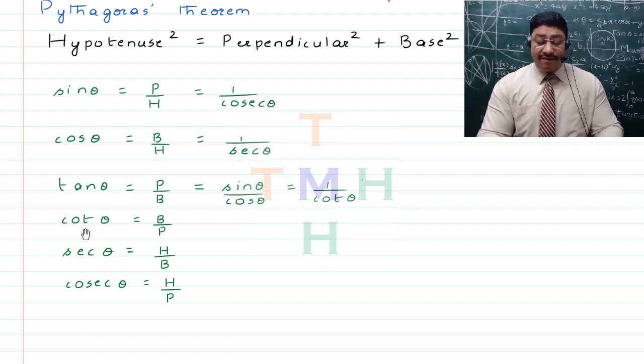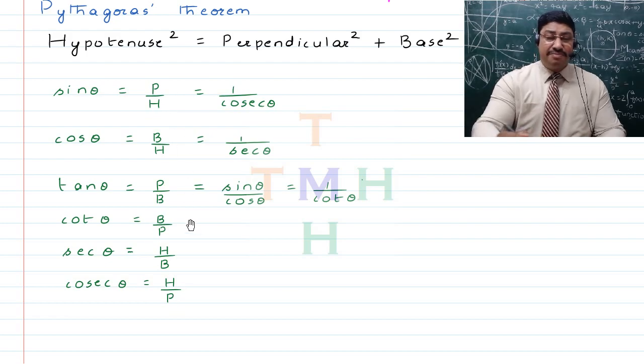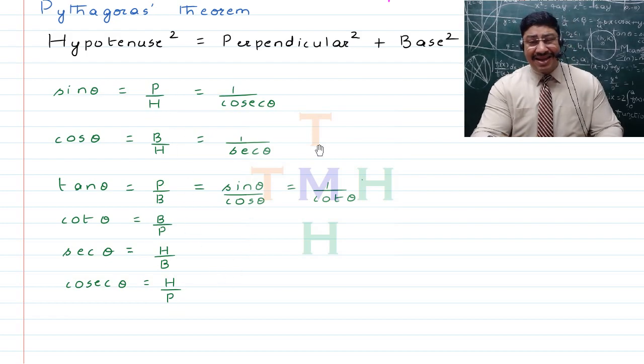Next children, we have cot theta. Directly writing out the value, which is the inverse of tan theta, that is base upon perpendicular. And sec theta, which is the inverse of cos theta, becomes equal to hypotenuse upon base, right? And cosec theta, as it is the inverse of sin theta, becomes equal to hypotenuse upon perpendicular. So these are the basic formulae that you're going to remember, and if any of the sides are not present, then obviously the Pythagoras theorem is going to help us find the unknown side, right?